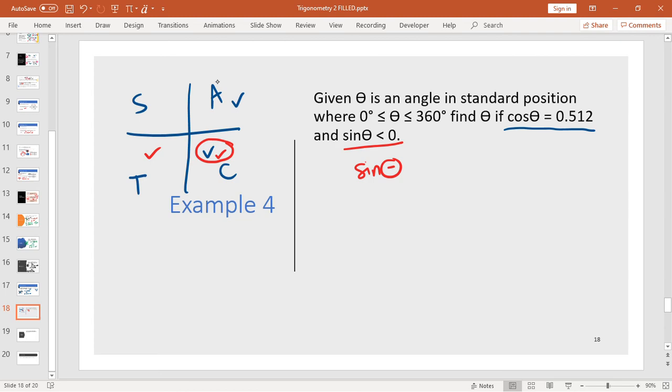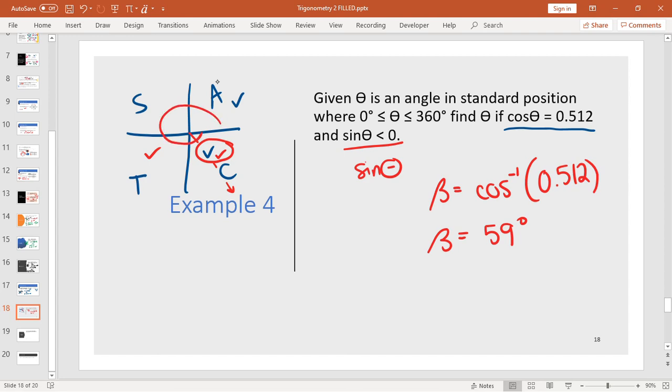Now I go back. I'm going to find my reference angle using the one that has numbers. I don't have any actual values for the sine, so I can't do anything with that. So I'm going to take cos inverse of 0.512, and that gives me a reference angle of 59 degrees. Okay, and if I want to be in the fourth quadrant, there's my thing. I go all the way to 360 and back 59, so my angle is going to be 360 minus 59. And you can do that visually, or you can just use those formulas from the other slides, and that equals 301 degrees. Check your answer. It should give you this cosine.